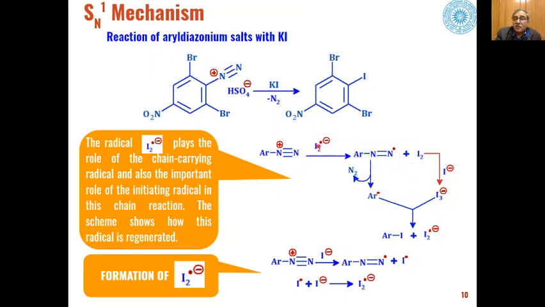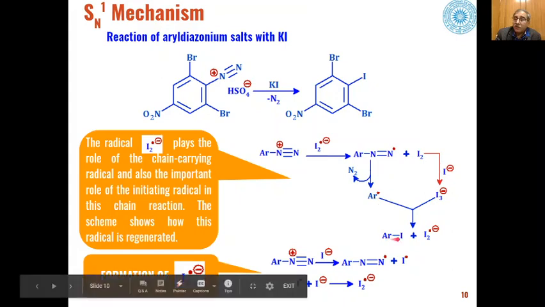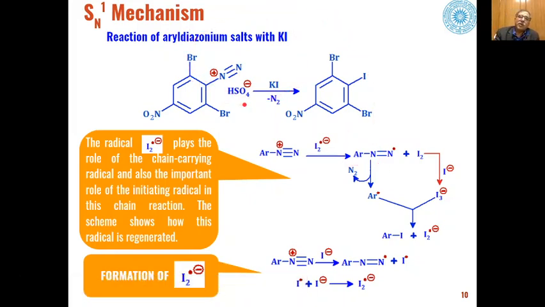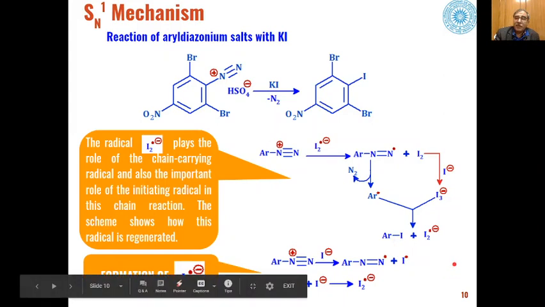Similarly, this will be converted into iodine, and this iodine will react with one molecule of KI, and we will get I3 anion. This I3 anion will interact with the aryl free radical, and we will get one iodine radical from here and an aryl radical from here. They will form aryl iodide, and this radical anion of iodine will be generated back, and there will be a chain reaction which will consume all the substrate, and that will be converted into the product. So here also the unimolecular mechanism takes place by a radical mechanism.